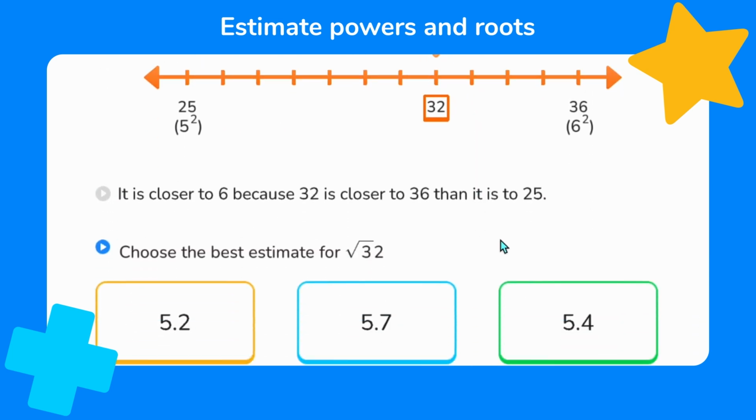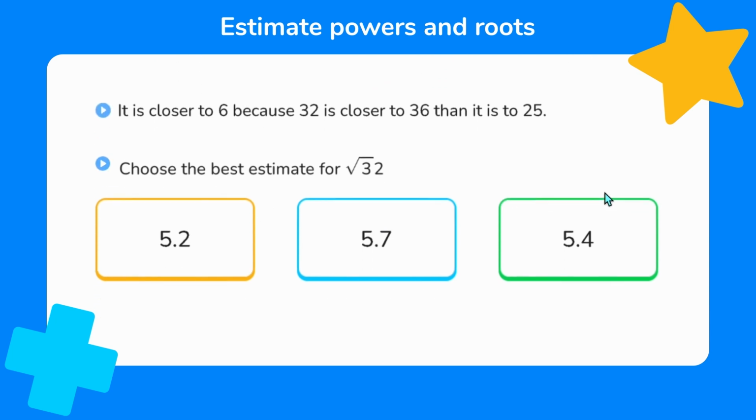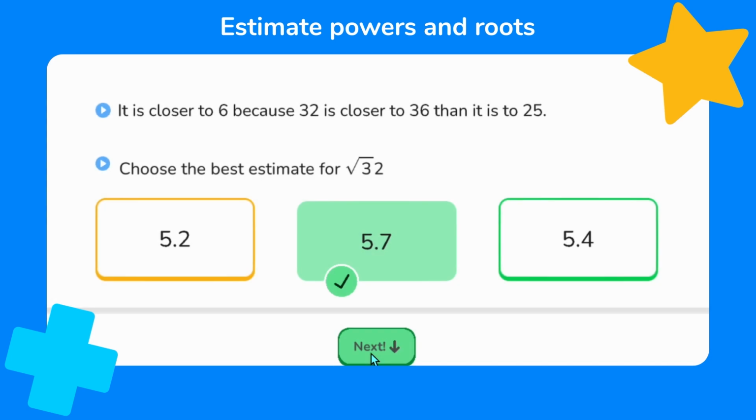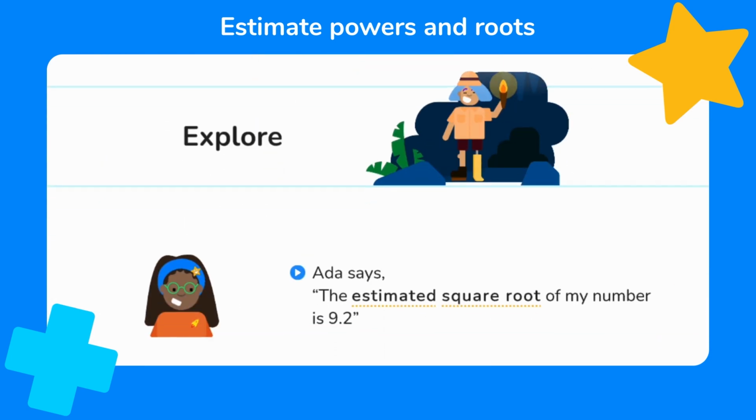Now we need to choose the best estimate for the square root of 32. From using the number line, we already know we're looking for a number that is nearer to 6 than it is to 5. So I'm already going to discount 5.2, that's too close to 5, and also 5.4 is too close to 5. So I think it's going to be 5.7. Let's have a go. Correct! It feels great to use logic and known facts to reach the answer.